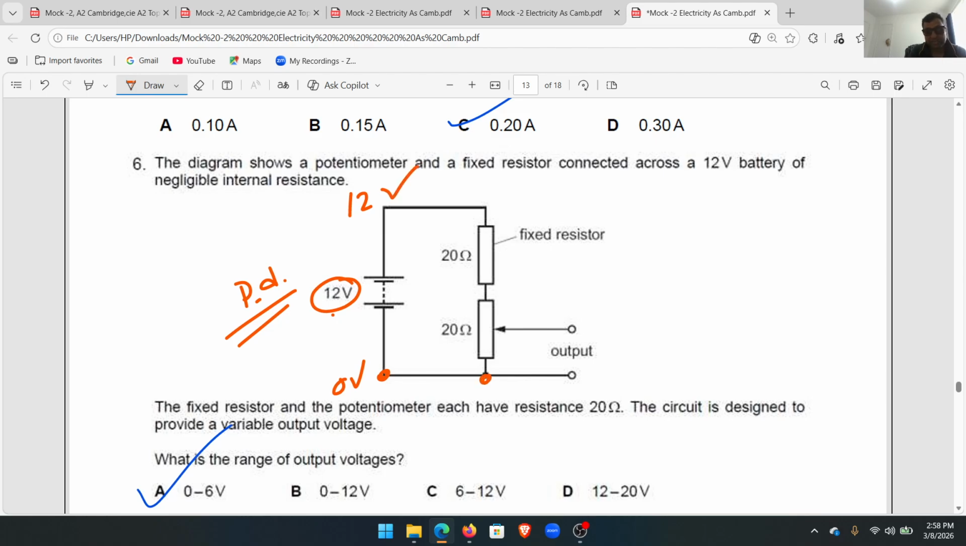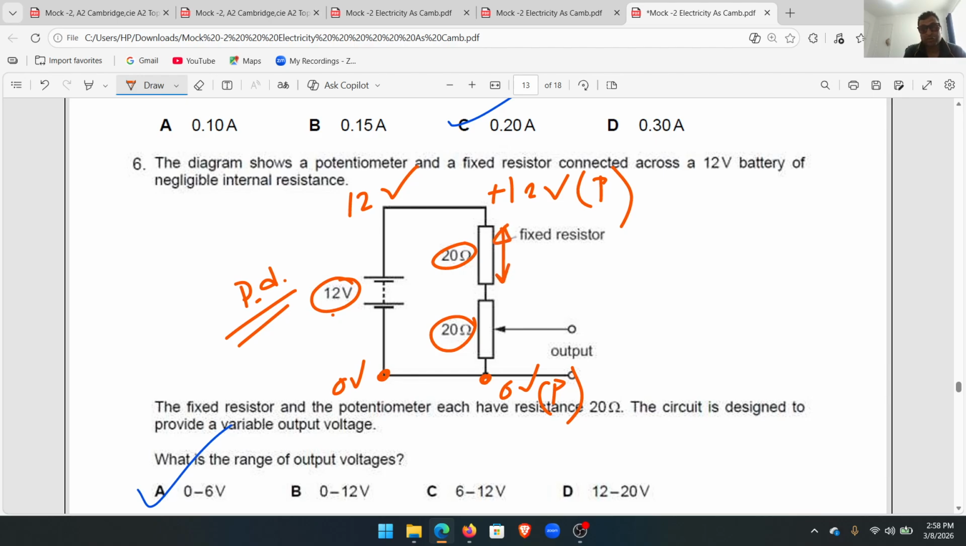12 volt. That means this side is 0 volt and this is 12 volt. This is not PD, it is potential only. Now this 12 volt is divided equally, right? Because resistance values are the same. Voltage is divided according to the ratio of resistance, you know. So the voltage dropped across each will be the same.